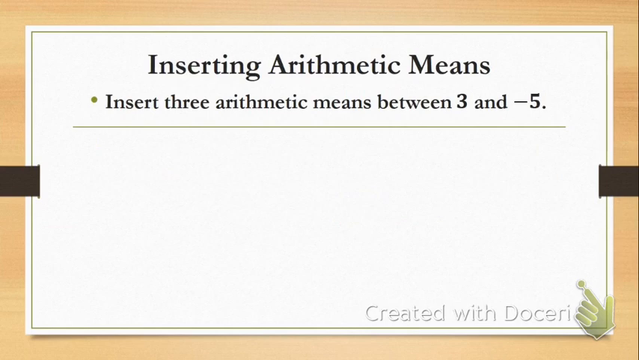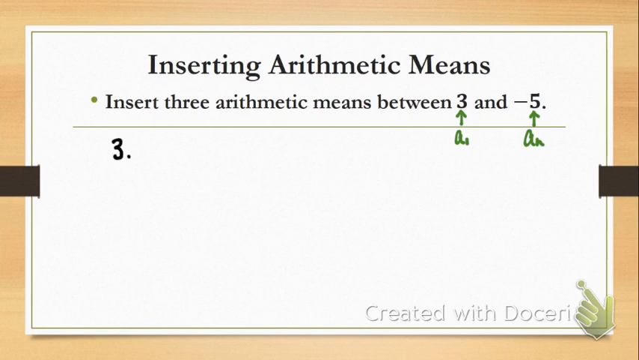So we are going to insert 3 arithmetic means in between 3 and negative 5. So 3 is our first term. That's a sub 1. This is going to be the last term, a sub n. And in between those two, we're going to have 3 other numbers.